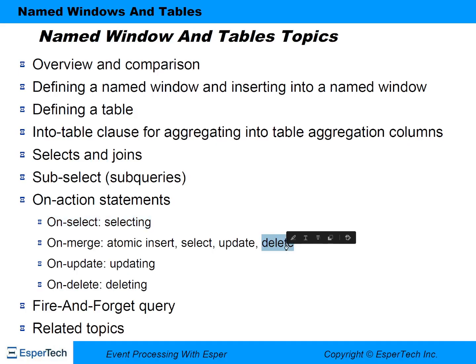OnMerge can express insert, select, update and delete all in one place as an atomic unit. OnUpdate is for updating. And onDelete for deleting. Then the topic is fire and forget queries. The section concludes with related topics.